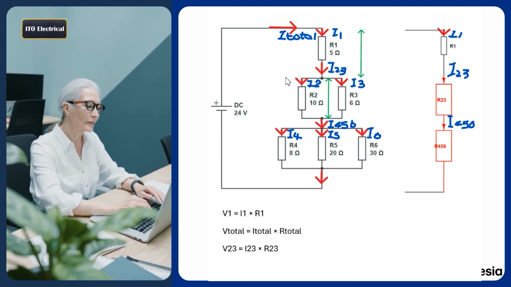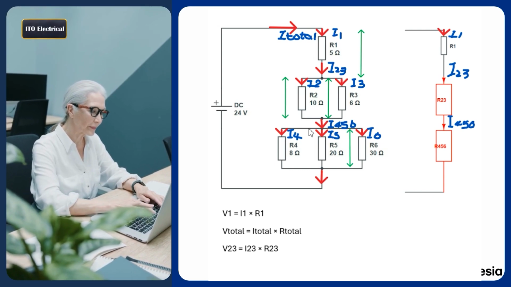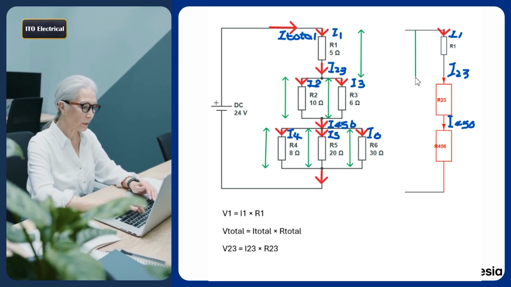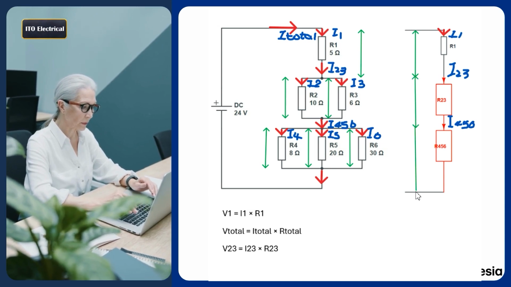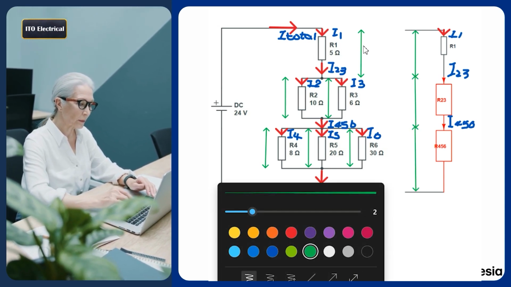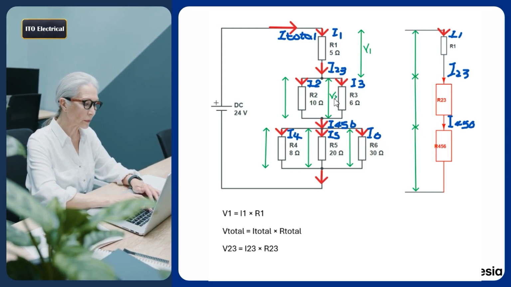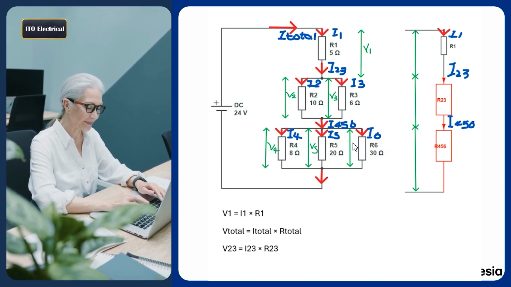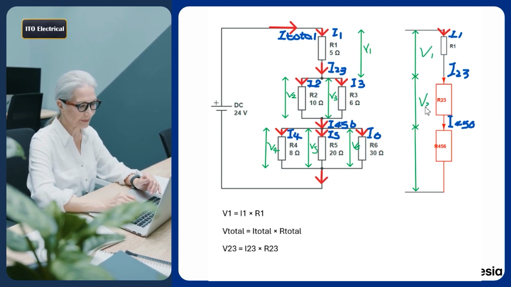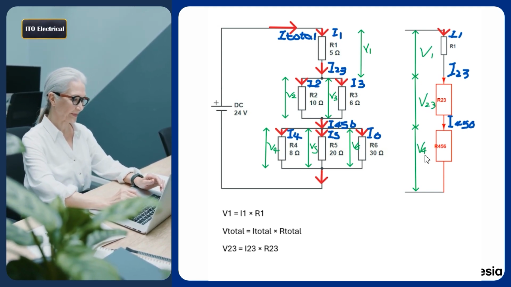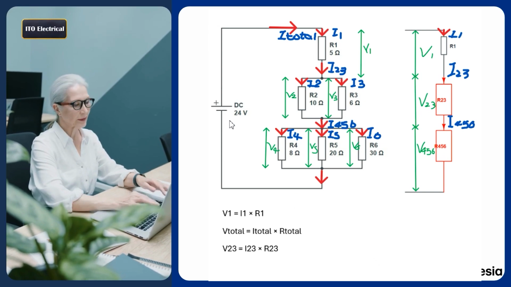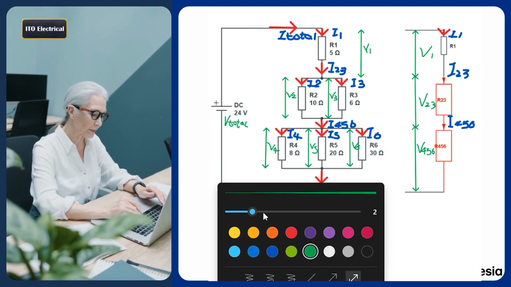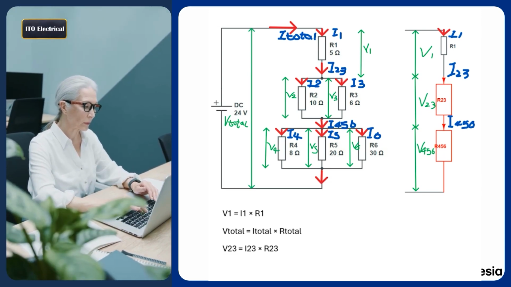Step 2. Applying Ohm's law correctly. Remember, Ohm's law should only be applied to components with the same label. For instance, when calculating the voltage drop across resistor R1, we would say, V1 equals I1 times R1. Similarly, for the entire circuit, we would say, V total equals I total times R total. In combination circuits, when working with the parallel section, we apply the formula V23 equals R23 times I23. This ensures that we are using the correct values in our calculations.